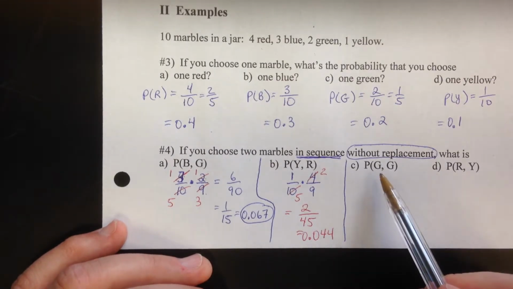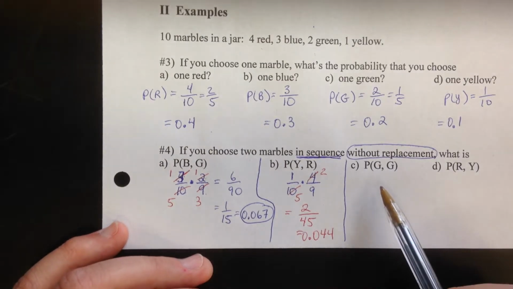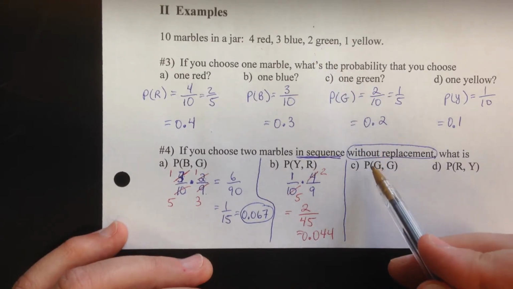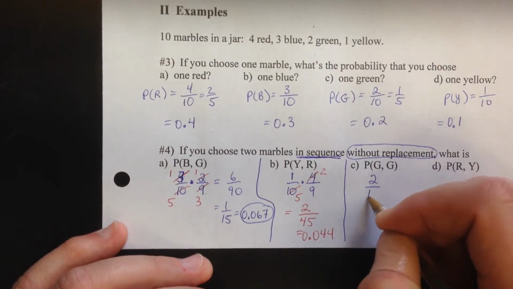All right, what's the probability that we pick 2 greens? Well, we have 2 greens to start with, so the probability of picking the first one is green, 2 out of 10.